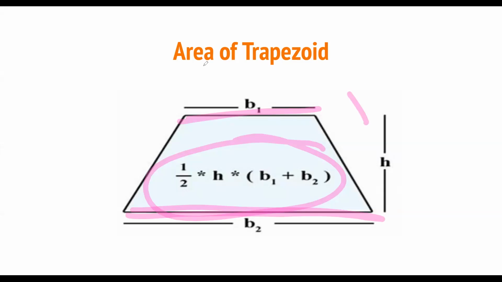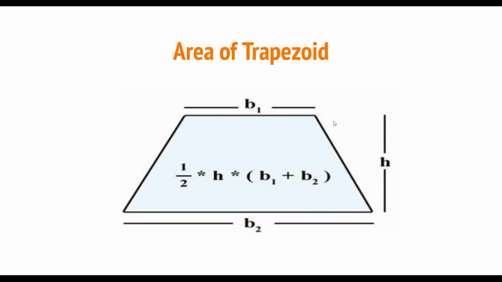PEMDAS is important to remember here. So remember that you need to solve what is in the parentheses first. Before you multiply anything, you need to add the two bases together. Then you can multiply by height, and then by 1/2, or 1/2 times height, and then times those two added together. So we're going to look at that on the next slide.